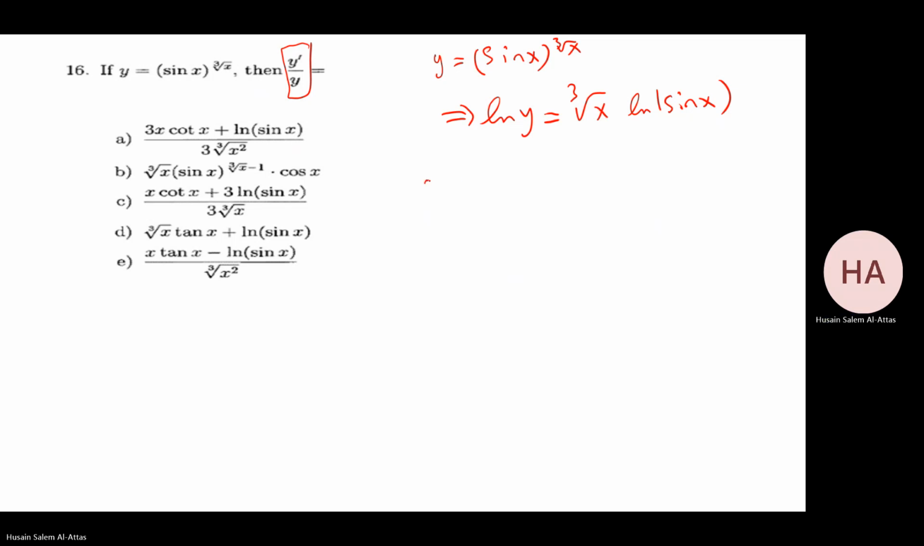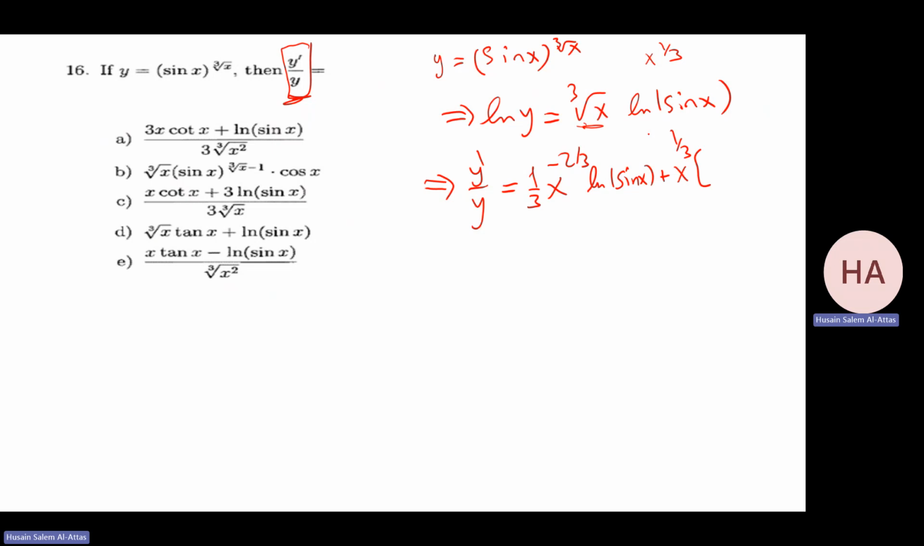And then differentiate with respect to x, so y prime over y, which is what I want. Now I need to do simplification. The derivative of this is 1 over 3, x to the power minus 2 over 3, times ln sin x, plus the cube root of x, which is x to the power 1 over 3. The derivative of sine is cosine.